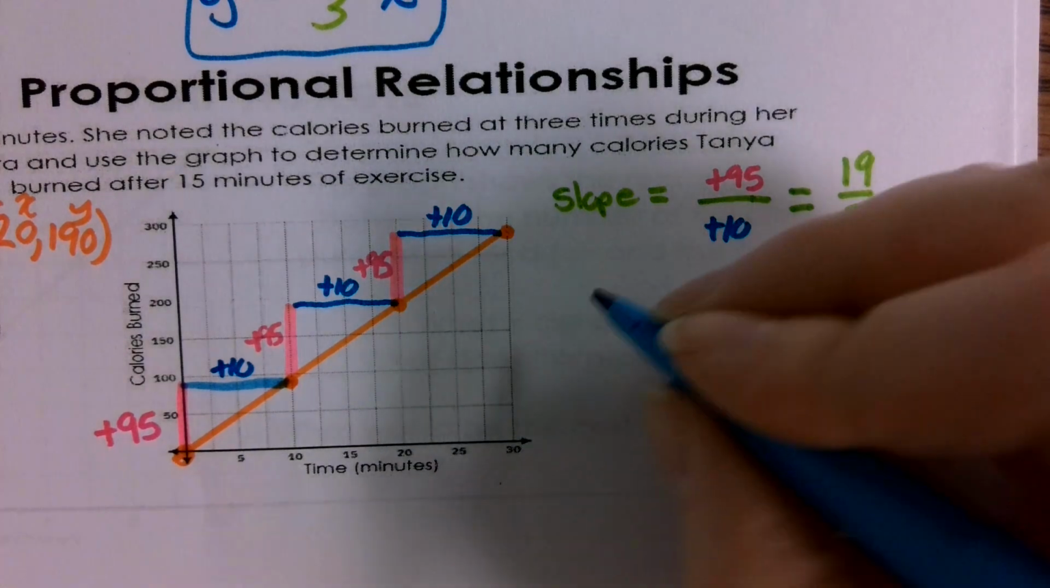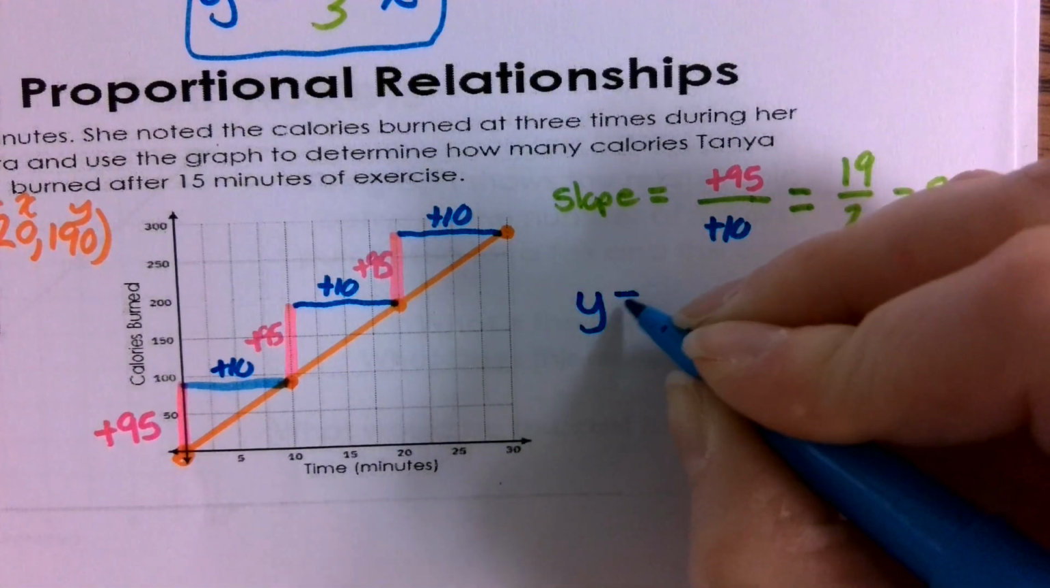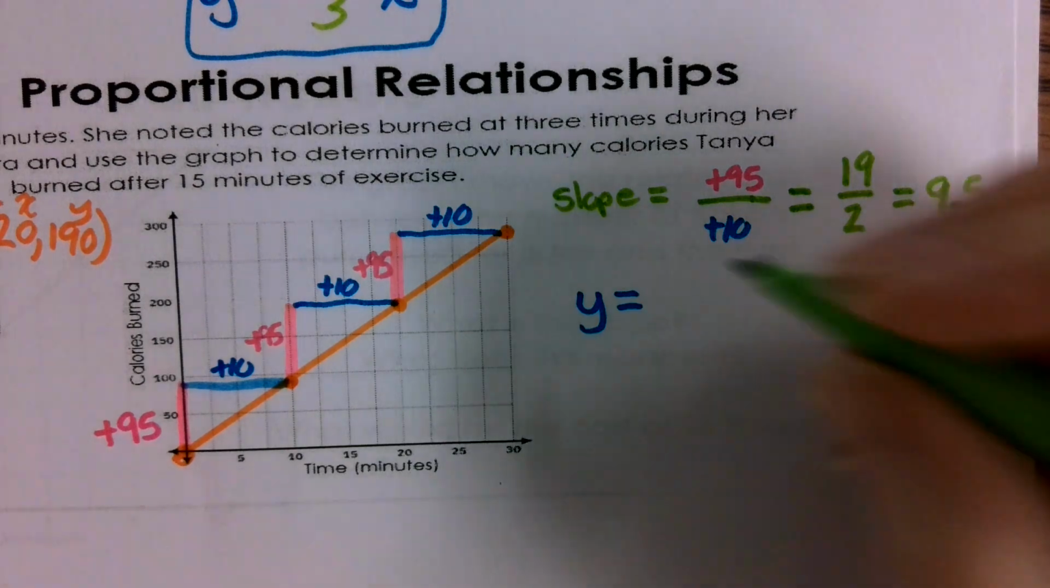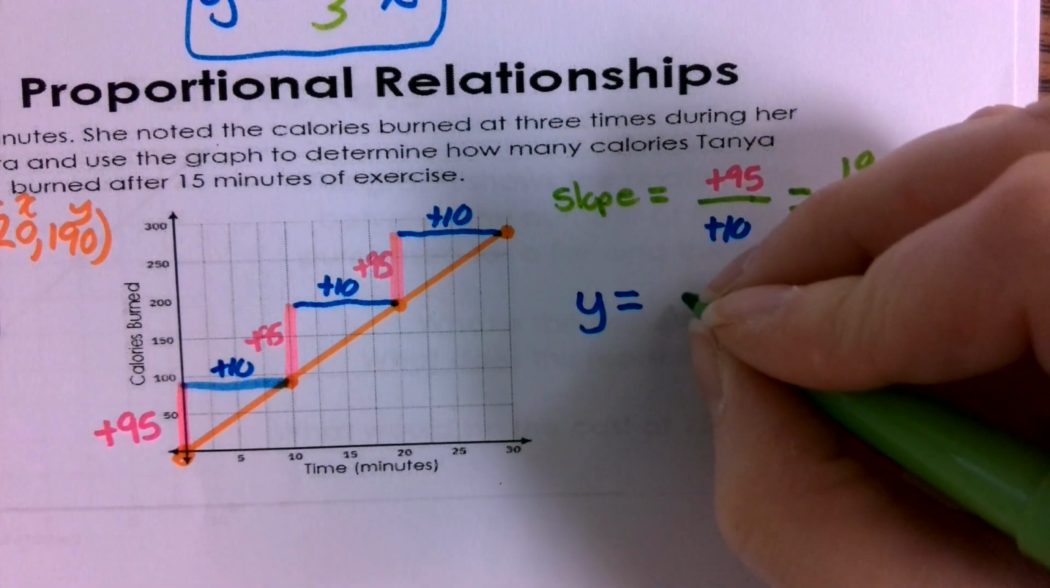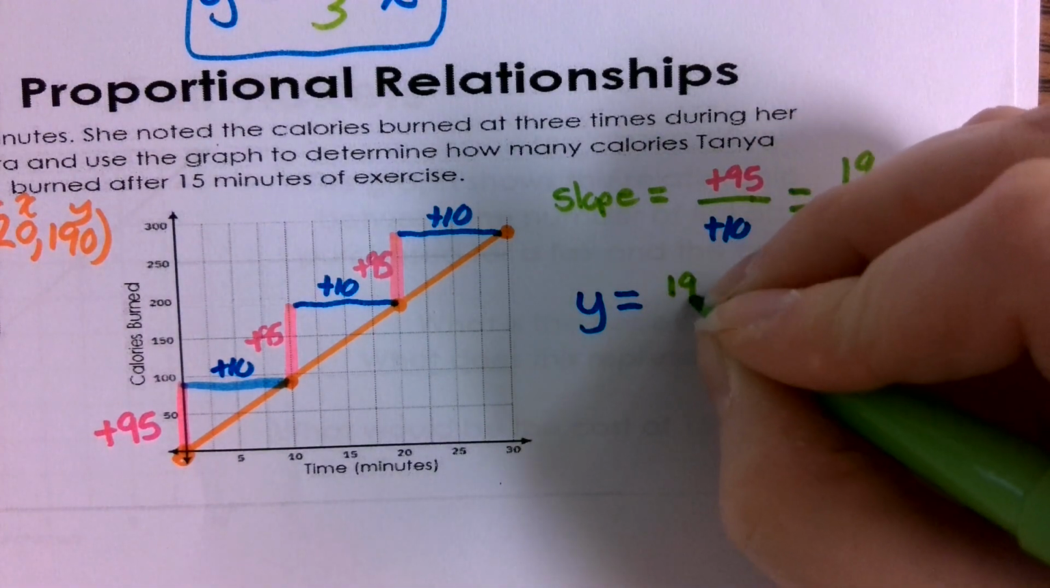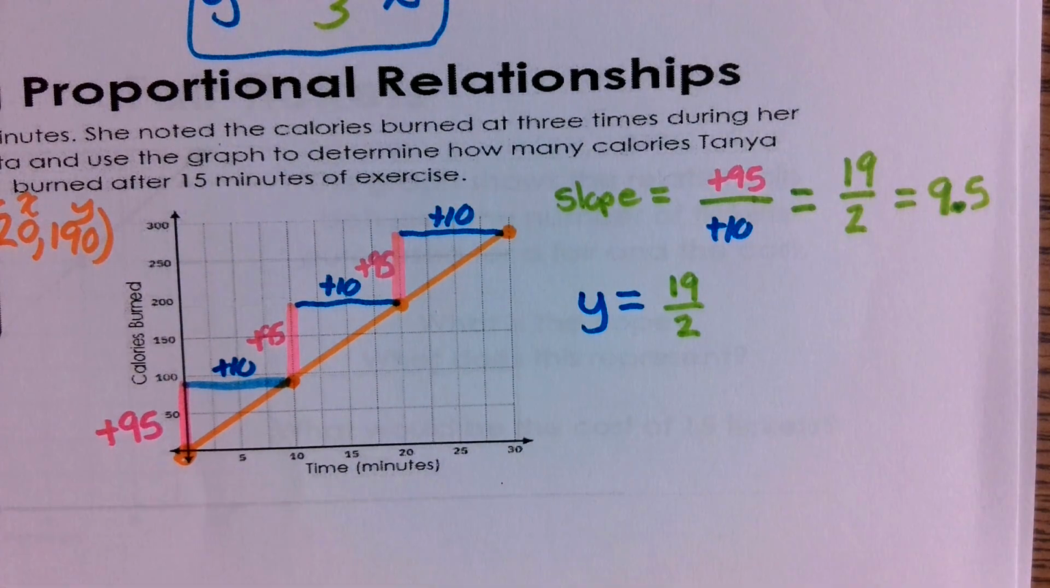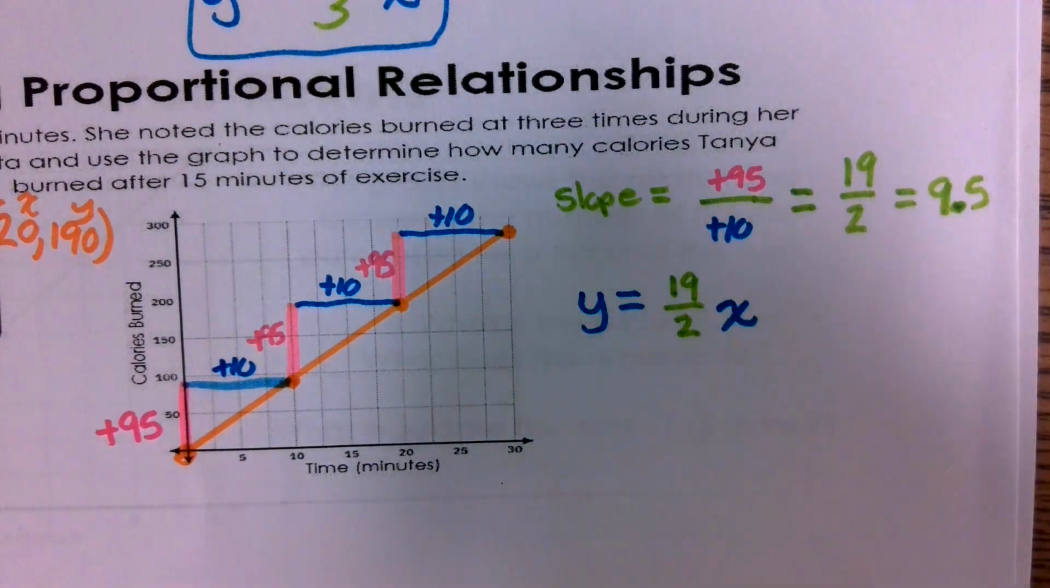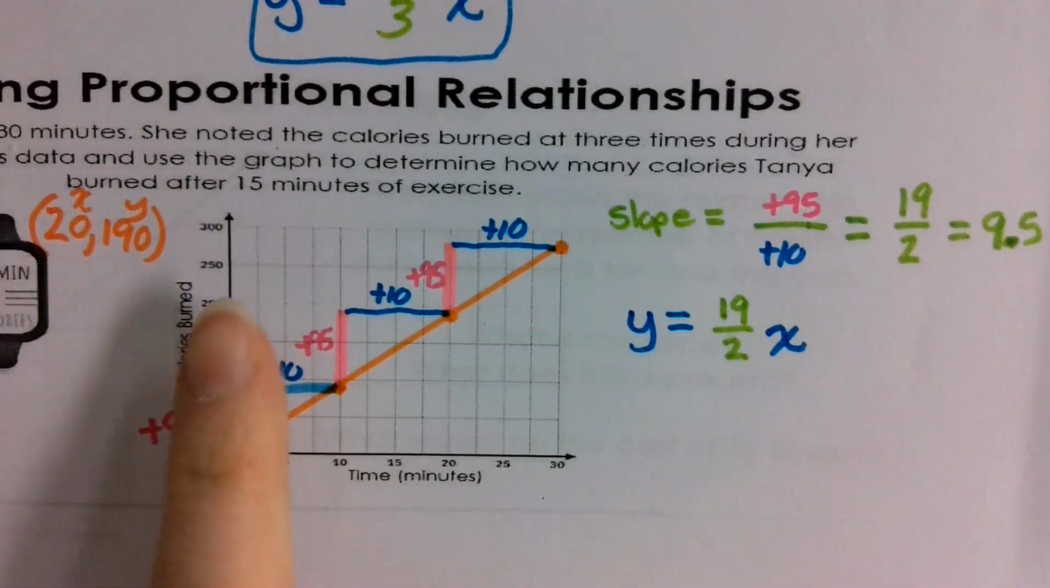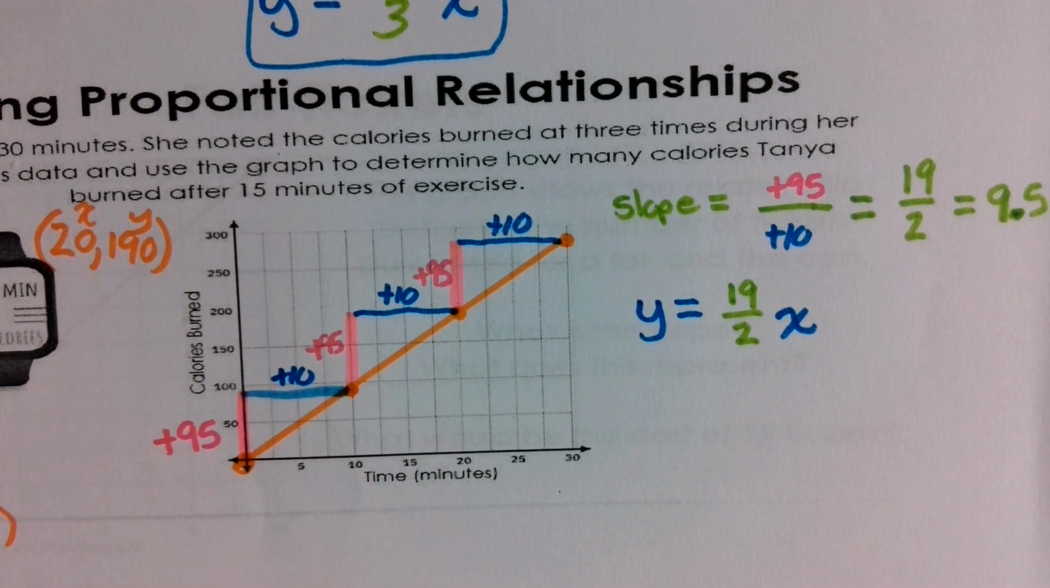And then, of course, we want to write it in our equation. Our equation being y is equal to, we'll keep it as a fraction, 19 over 2 x. So there's our equation. Now notice that my question has something else it wants to know.